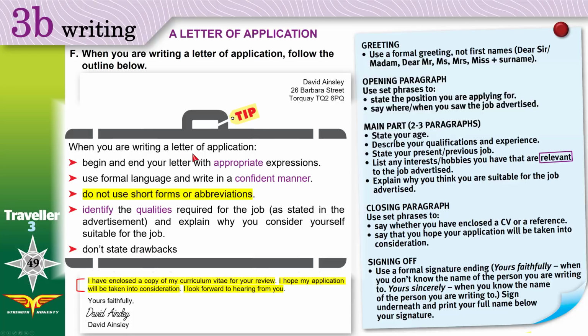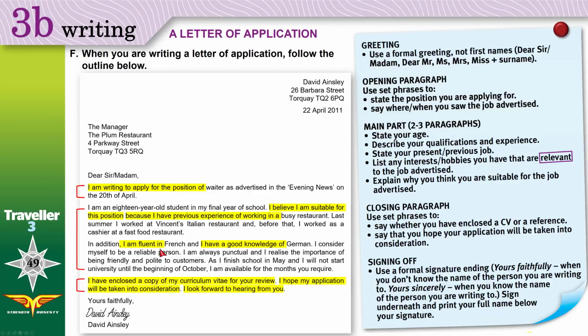When you are writing a letter of application, remember to begin and end your letter with appropriate expressions. Use formal language and write in a confident manner. Write in a way that you are sure that you are going to get the job. Do not use short forms or abbreviations. Like here, do not write I've enclosed. No, I have enclosed. Look, don't write I'm writing. No, write I am writing. No short forms, no abbreviations.